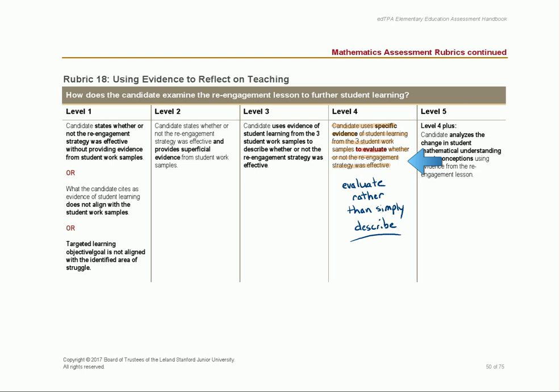If you look at your targeted learning objectives for that re-engagement lesson and students show good evidence that they meet those objectives, or they might still struggle in regards to those objectives, then you're evaluating the effectiveness of the lesson, not just saying students seem to be pleased with their work and they have good answers. You want to evaluate your work in your re-engagement lesson relative to the criteria you set out in your lesson planning. All right? So the big idea here is evaluate rather than simply describe, and that will move you to a 4.